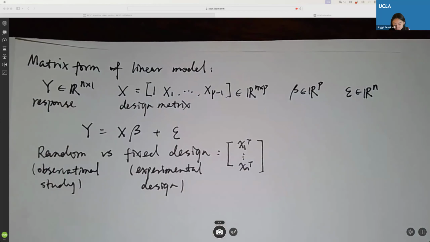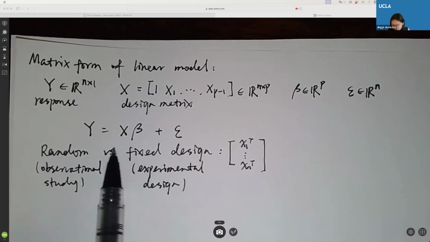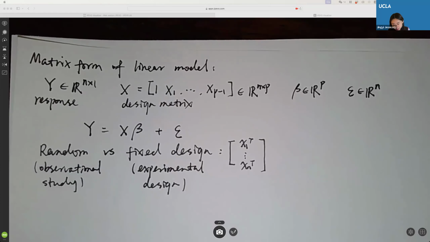For example, if we do a survey, then we cannot control who are the people we can ask questions for. So the people in our survey are a random sample from the human population. So in this case, when we do the survey again and we ask a different group of people, then the X matrix will be different, right? Because their predictor values will be different.